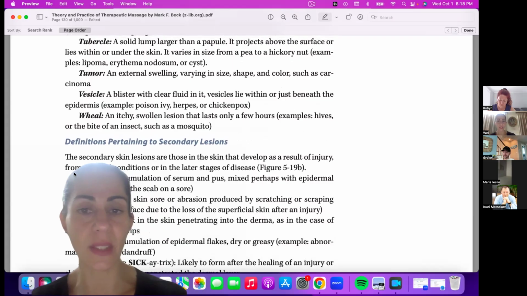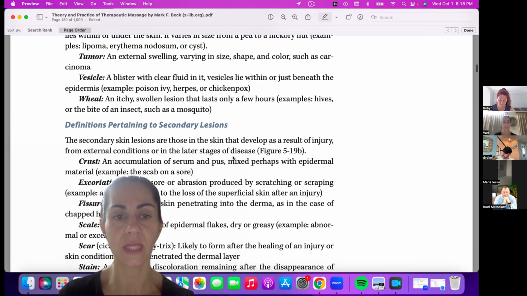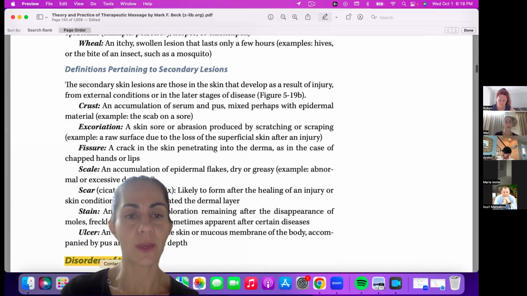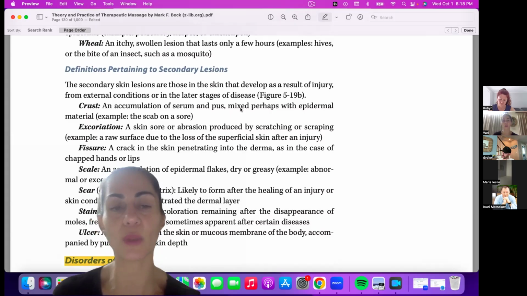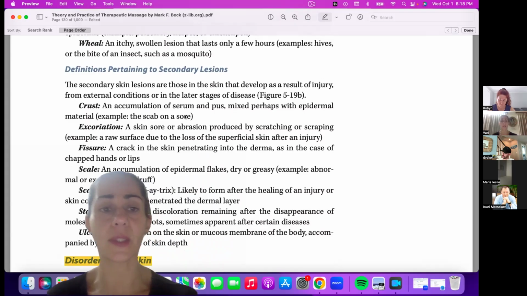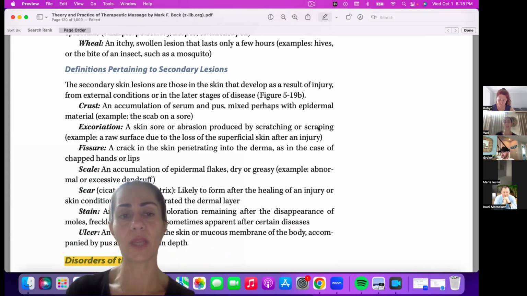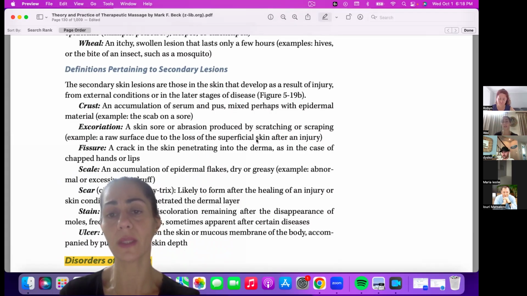Now, secondary lesions, those that develop as a result of injury from an external condition or in a later stage of actual disease. Pretty long. No, there's only 4, 5, 6, 7, 8. Okay, crust is accumulation of sebum and pus mixed perhaps with epidermal material like scabs and sores. Sores are painful actually, so they will let you know not to touch. Excoriation, which is skin sore or abrasion, like a scratch or scraping, and it's a raw surface due to the loss of the superficial skin after an injury.